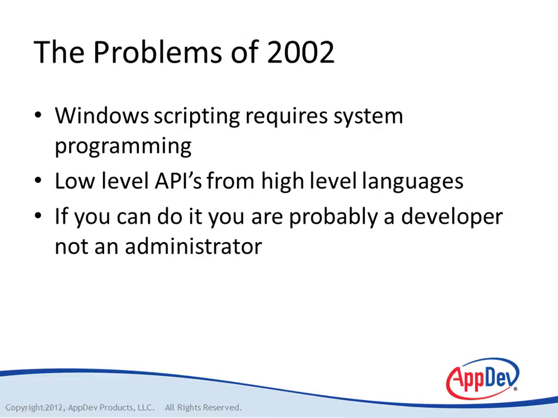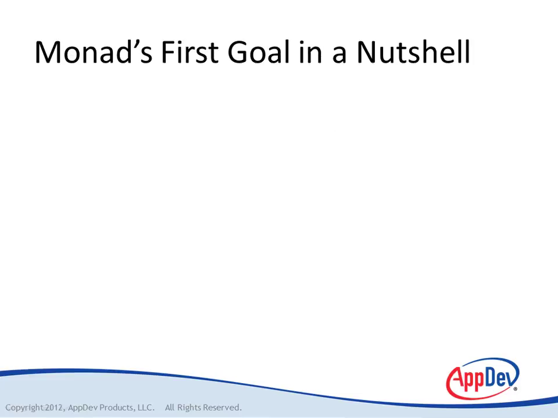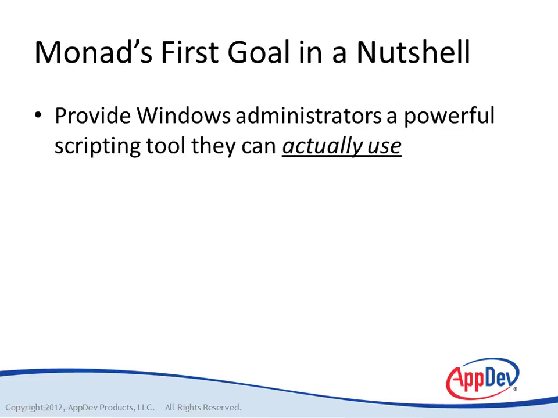The thing is, in 2002, if you could do VB script to do serious administrative work, you probably had the skills of a developer and you were not an administrator. And so the tools of the day did not address the audience that they were intended to serve. So Monad's first goal, in a nutshell, was to make it easy for Windows administrators to do scripting, a tool that they could actually use productively.